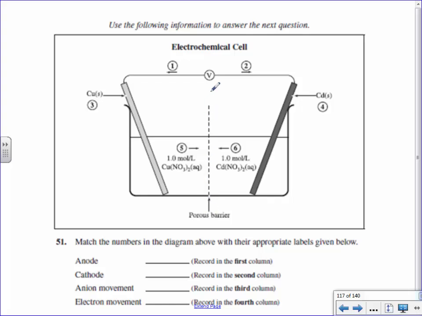This is kind of their way of quickly illustrating a salt bridge. It's kind of a cheating way of doing it. They didn't actually draw 2 beakers, they just drew a barrier here. So either anions are going to move this way or this way. And then finally, we want to know electron movement, which will either be 1 or 2.